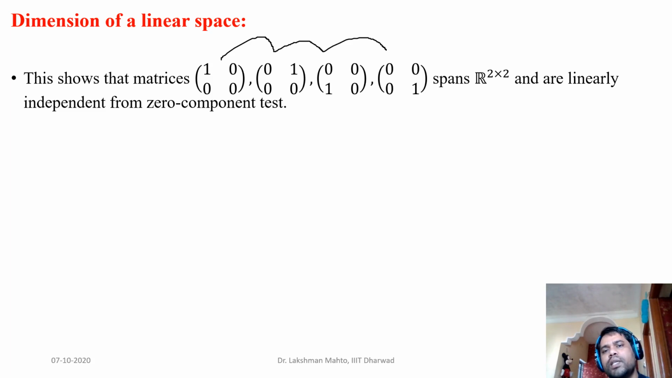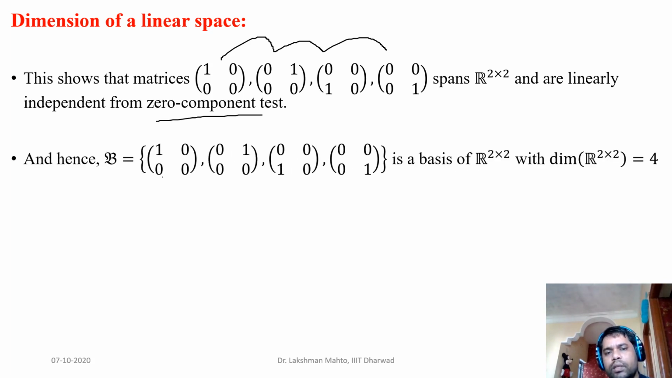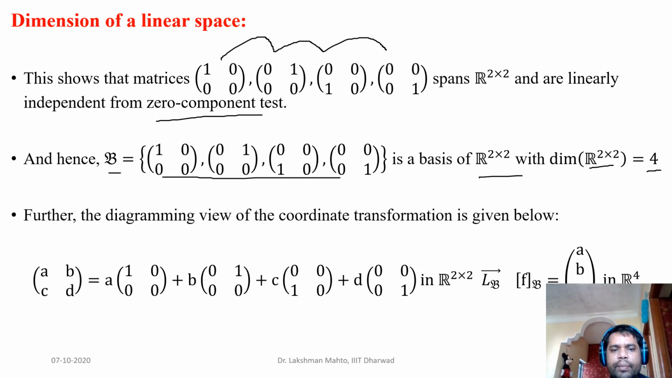That means these matrices are also linearly independent, due to zero component types. So we had already claimed that these four matrices form a basis of R2 by 2, and that's why there are four elements in the basis. So the dimension of this linear space was 4.